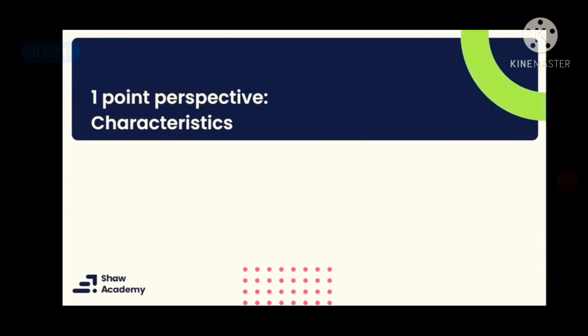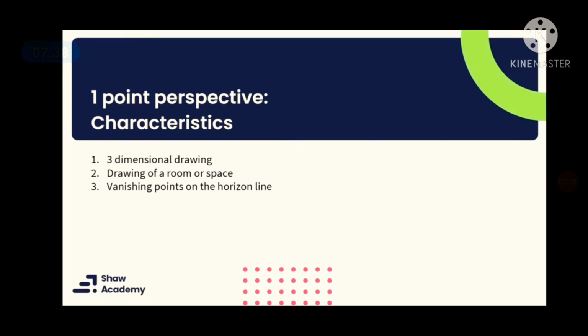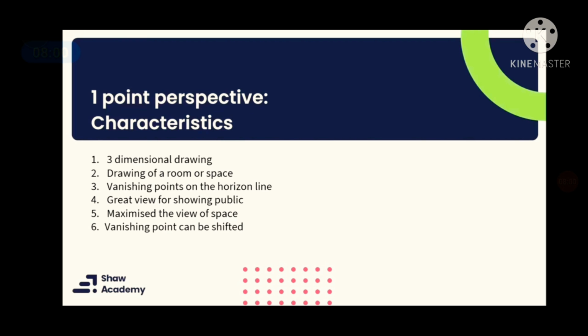Let's take a look at an example and list some of the key elements to our 1-point perspective. They are 3-dimensional drawings or 3D drawings. They can be drawings of a room or a space. They have one vanishing point and it sits on our horizon line. They are great drawings to depict views of public spaces. They are great drawings as they maximize the view of a space, so we get as much information out of that space and we're able to see as much of the view as possible.